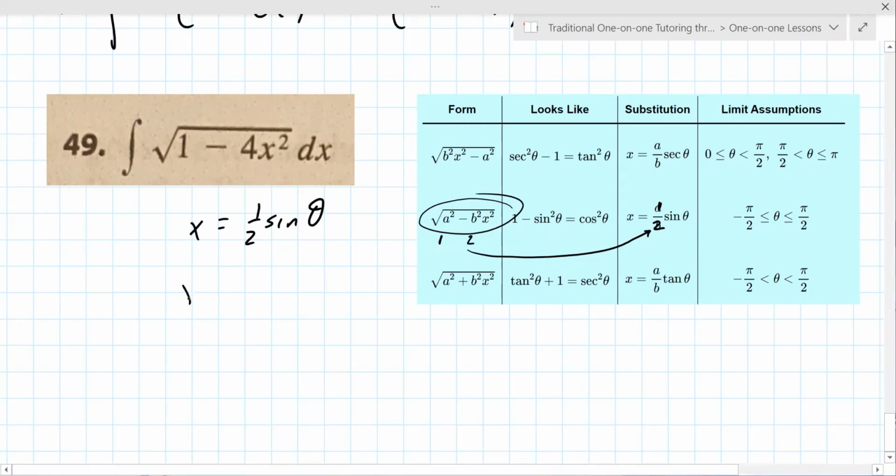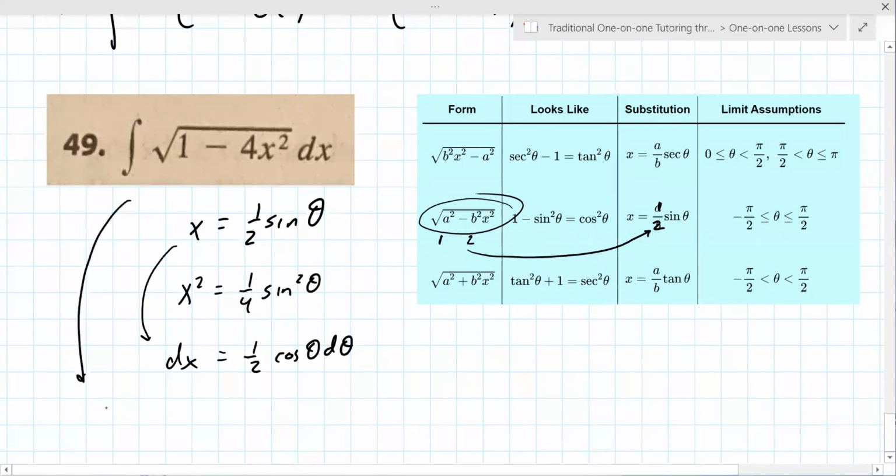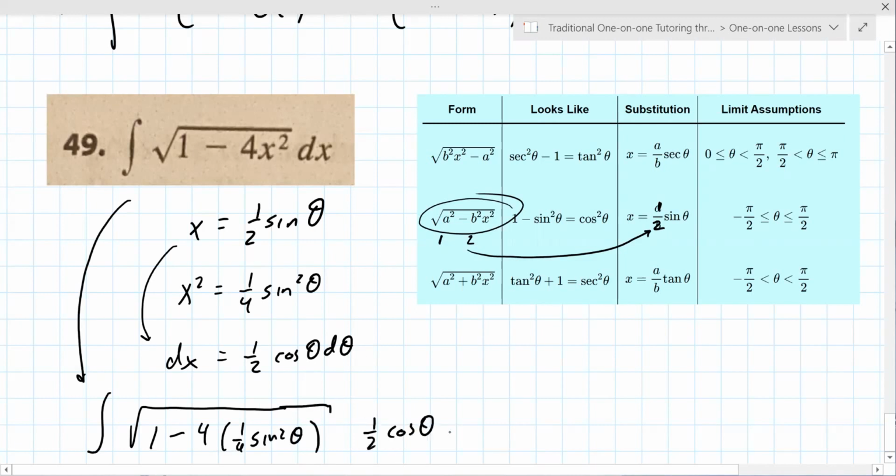So let's square this. That's 1/4 sine squared theta. So there are two things: you square it and you take a derivative. Your dx is 1/2 cosine theta d theta. All right, so now we're going to rewrite this integral. It's the integral of the square root of 1 minus 4 times 1/4 sine squared theta, and your dx is 1/2 cosine theta d theta.